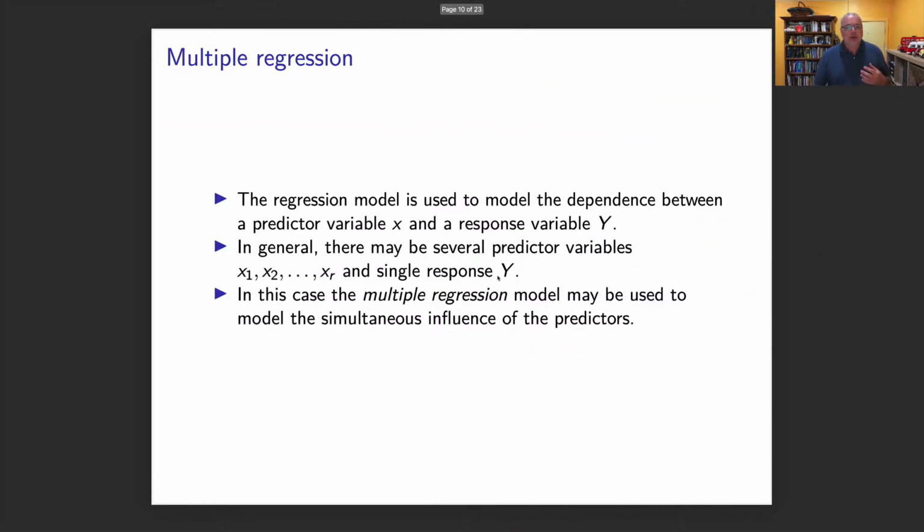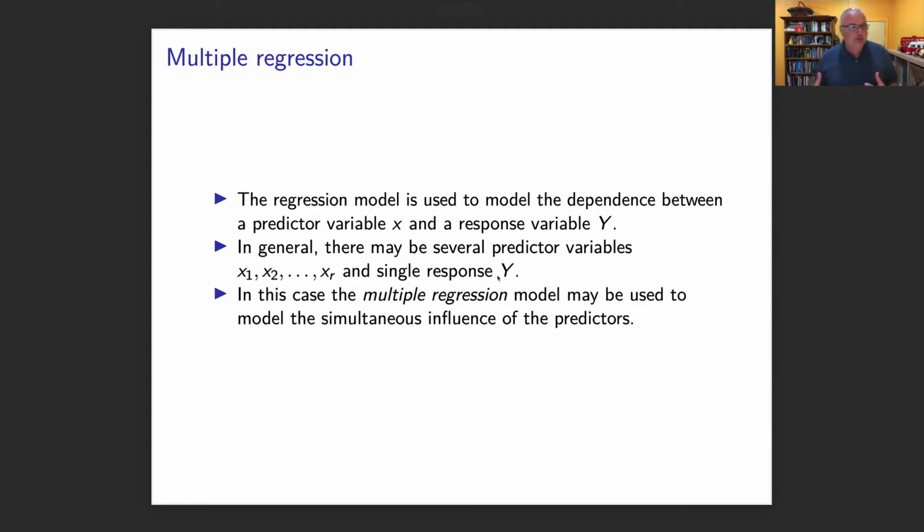We want to model the relationship between a predictor variable, x, and a response variable, y. In the very simple regression model, we have a single predictor, x, which is fixed and known, and then we see some values in a response variable, y, and we'd like to build up the relationship of that, usually with a nice straight line.